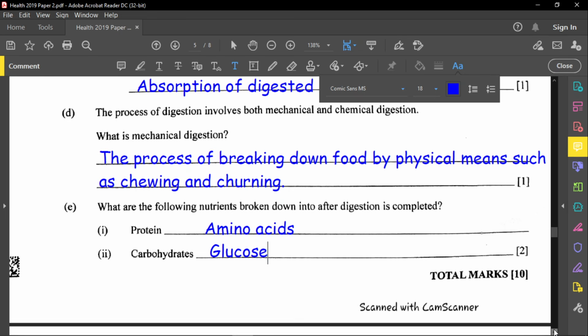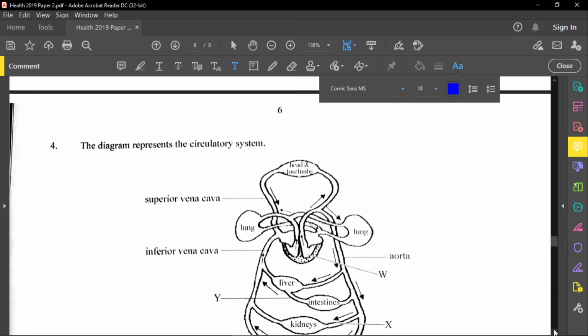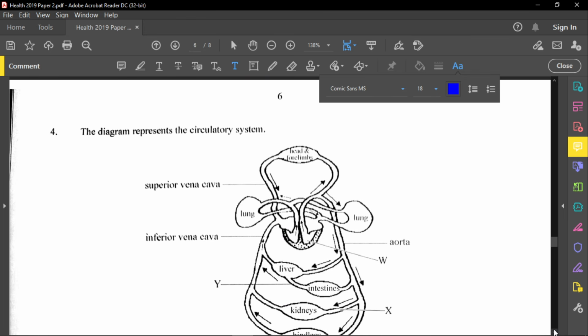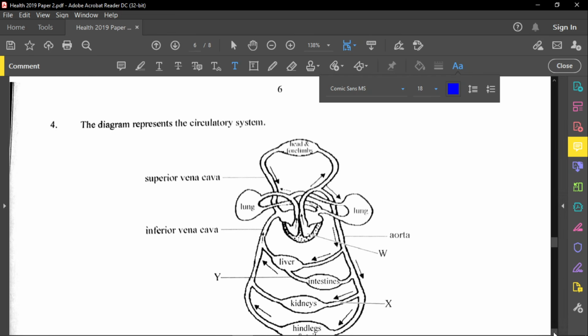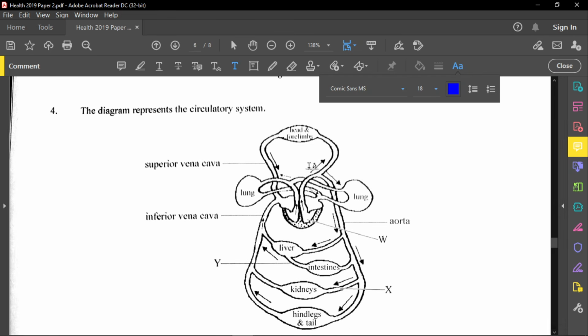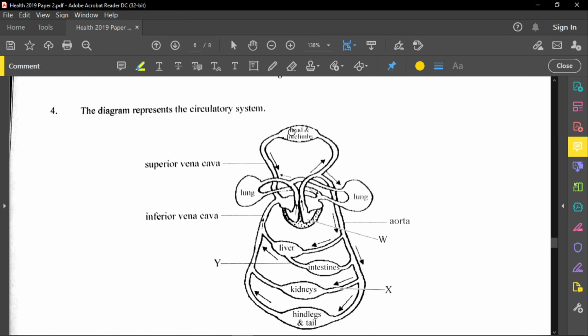Now let's jump into the next question, and this is question number 4. It said the diagram represents the circulatory system. And I want to point out a few things just to make sure we are clear on these structures. They're kind of small in font size. But here we have the head, all right, and the 4 limbs. We have the lungs on either side right here. I'm going to zoom into it so you can see it.